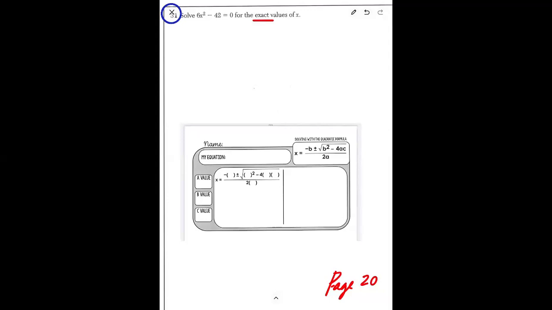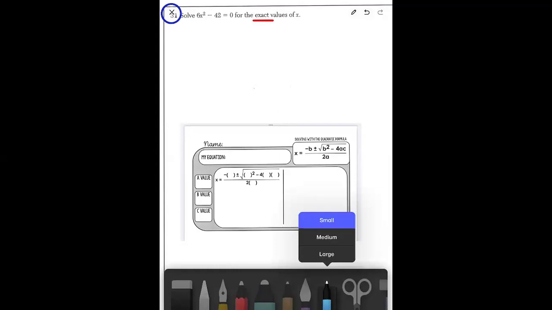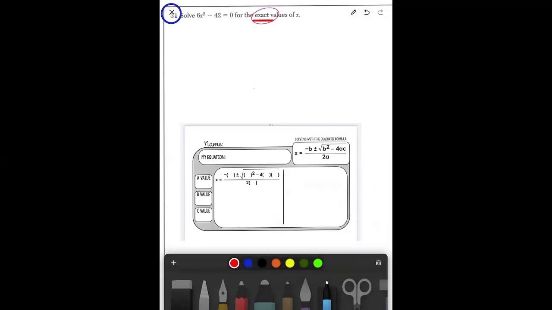I decided I wanted to do another one of these because it's asking you for the exact value. When it says exact, that means you can't have decimals. The question doesn't want you to use decimals. So let's write the equation.